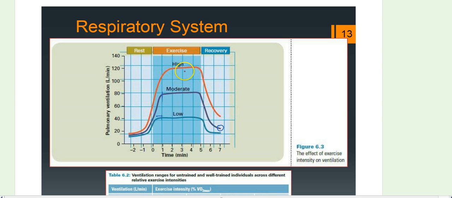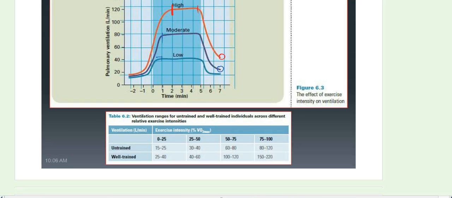Likewise, with our high, the increase initially is rapid, but will continue to increase. And in this instance, it's not maximal, so the period of time in which it plateaus will be less than that of moderate. Again, during recovery, ventilation decreases, but in the same period of time, we won't have been able to recover to the same degree as lower intensity activity.